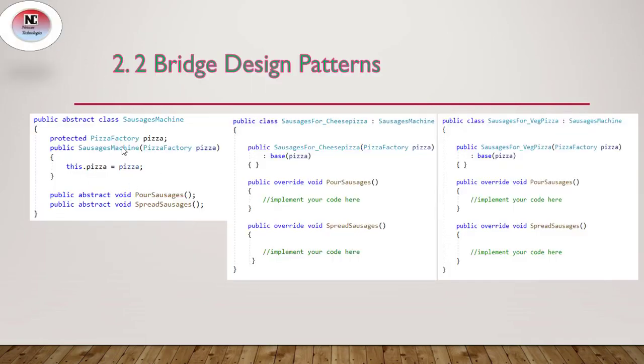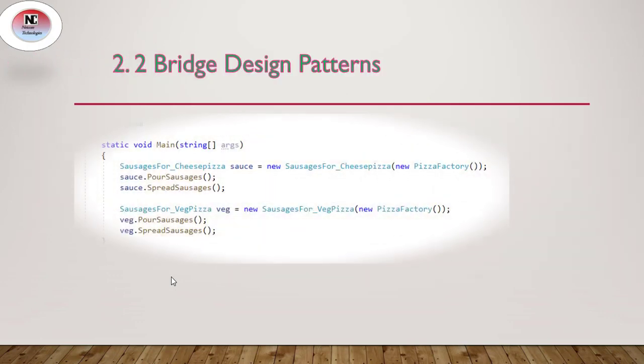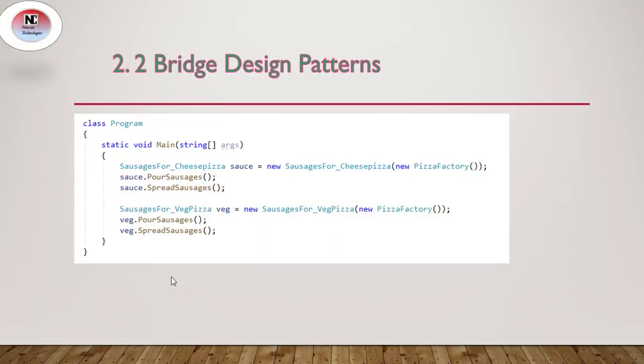But the abstract ones, like pizza, cheese pizza, margherita pizza and veg pizza, are not shown here, and that is separated from its implementation. So this is how your bridge will work over here.